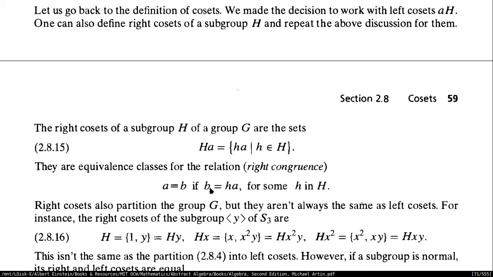Okay, so the right cosets. We saw that the left cosets are when you multiply things on the left side. The right cosets will be exactly that, except multiplication on the right side.